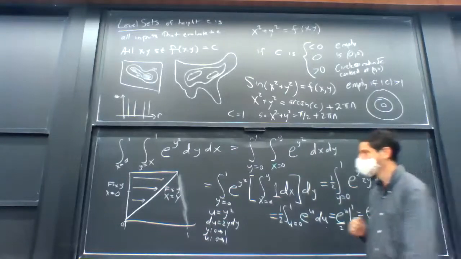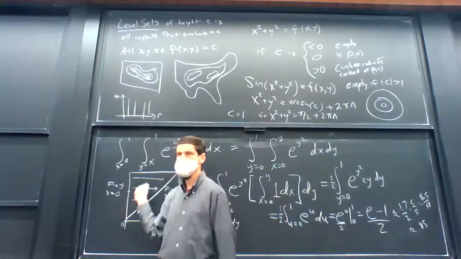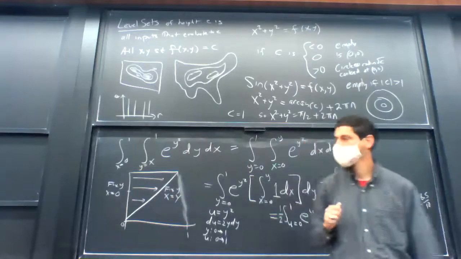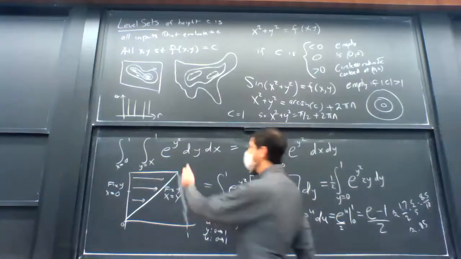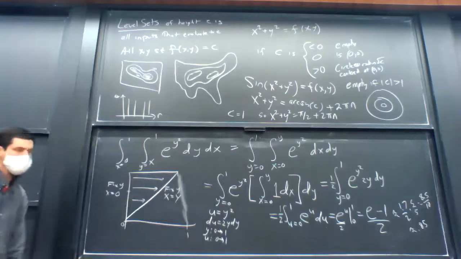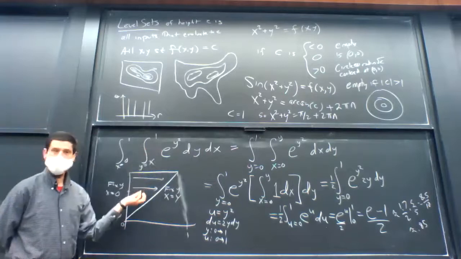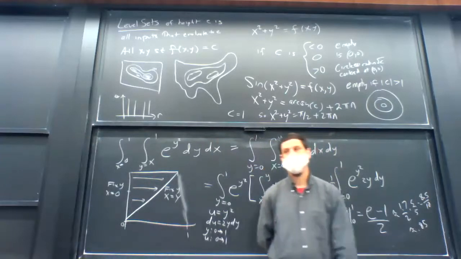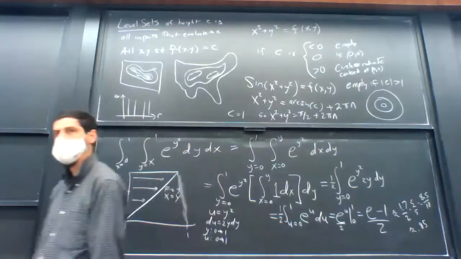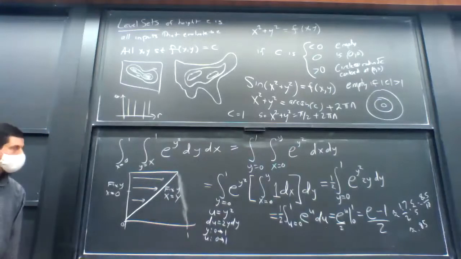Let's look at the triangle. What's the area of the triangle? One-half. What's the largest e to the y squared is on the triangle? E. So the largest the integral could be is e times 1/2. Oh, good. I've got e times that minus 1/2. That's not so bad. So this looks pretty reasonable.